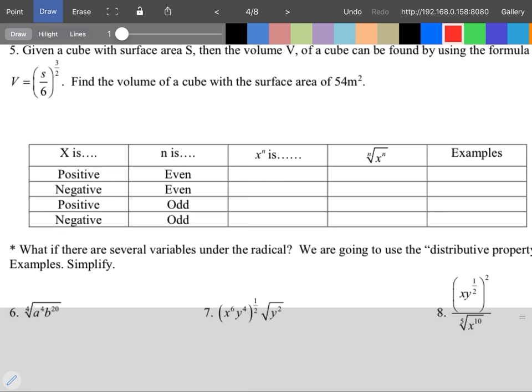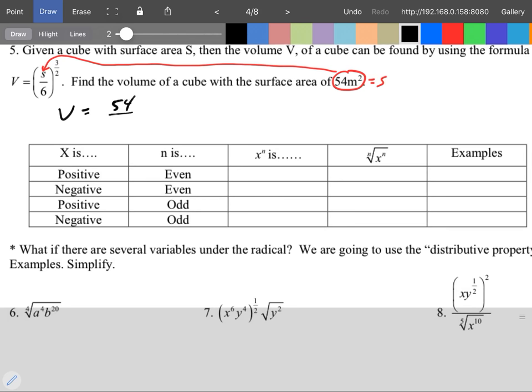This is S right here. So you're going to take that 54 and you're just going to plug it in for S. Right there. So really not much of a story problem. You just got to plug in the number. So this one you're going to get then the volume of the cube is going to equal 54 divided by 6, that whole thing to the 3/2 power.